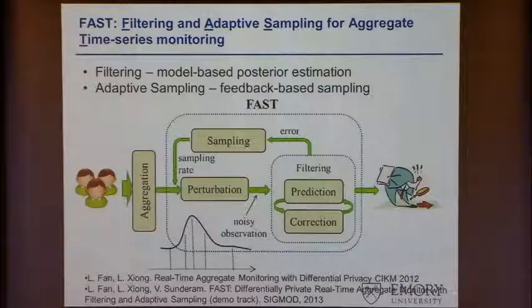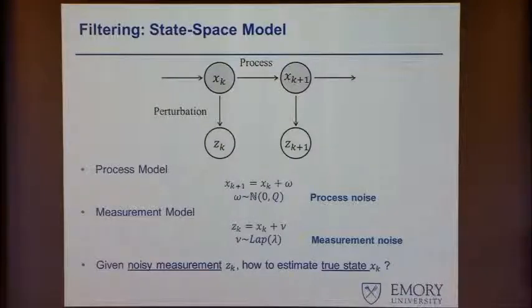I'll get into a little bit more detail on each of the ideas. For the filtering, we would assume a process model that generates the underlying time series. So here is our underlying process, x sub k, and the next time point is x sub k plus 1.